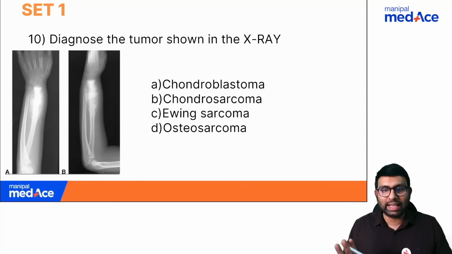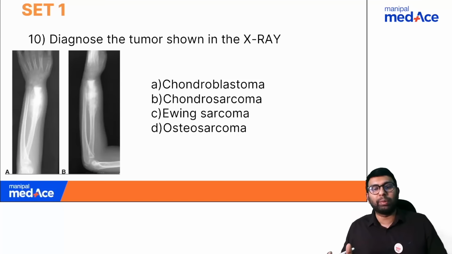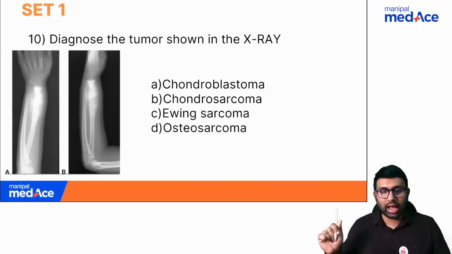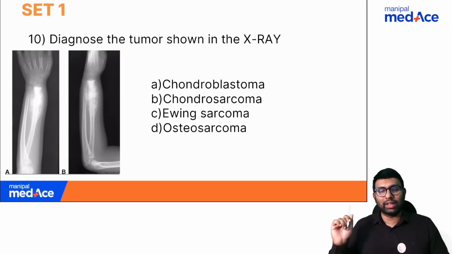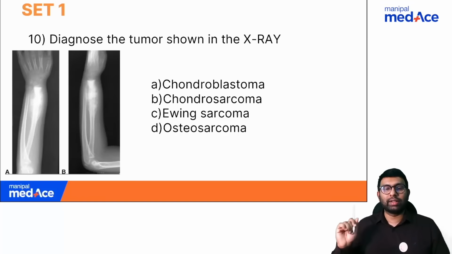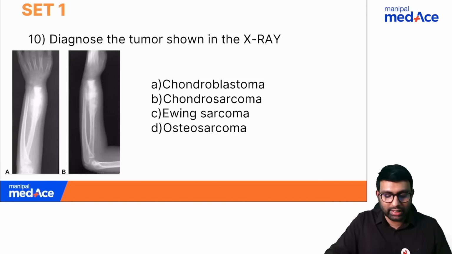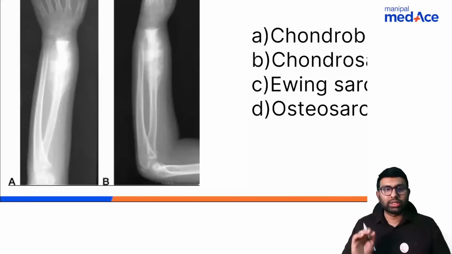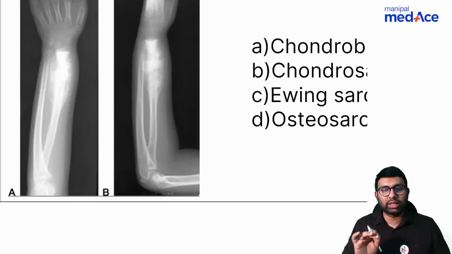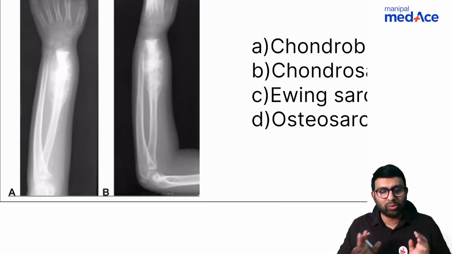And question 10 is slightly controversial because few students have told me that this question was asked in the exam. Few of them were not able to recall this question being asked, but anyways, let's discuss this for completion's sake. They've given you a tumor and they've asked you to diagnose what type of tumor it is. It was a distal radius X-ray that was given, and students have told me that the periosteal reaction was a sun ray appearance. Here we don't have much to go by.